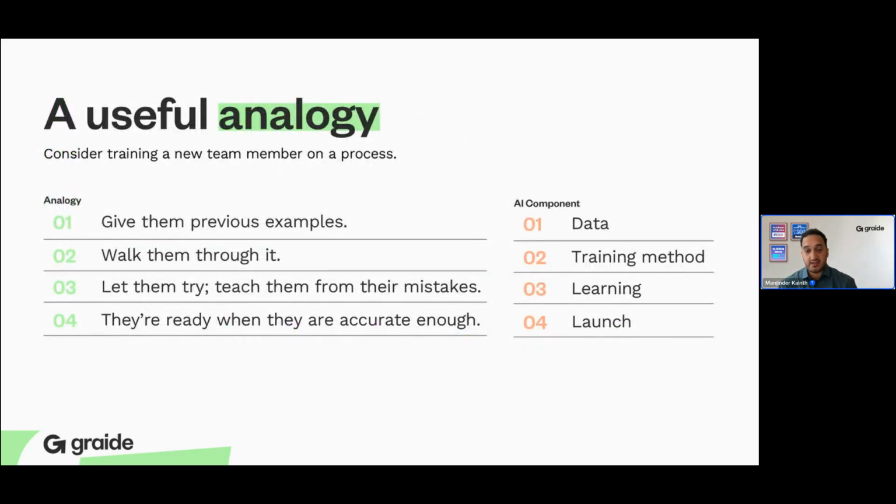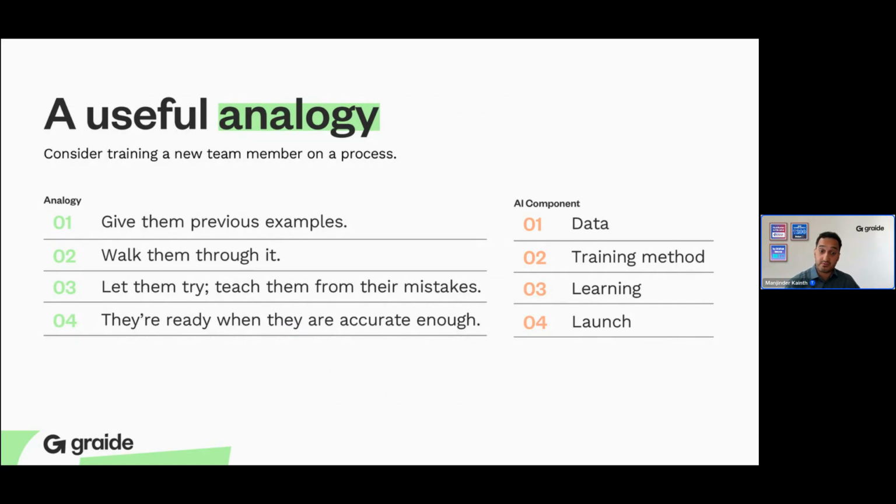So the analogy I have here is kind of how AI works in practice. What we're going to do is imagine we have a new team member. We're going to onboard them into a new process that they've not done before. There are multiple ways we could do this, but the way that we're going to do it today is we're going to have a list of previous examples of this process.